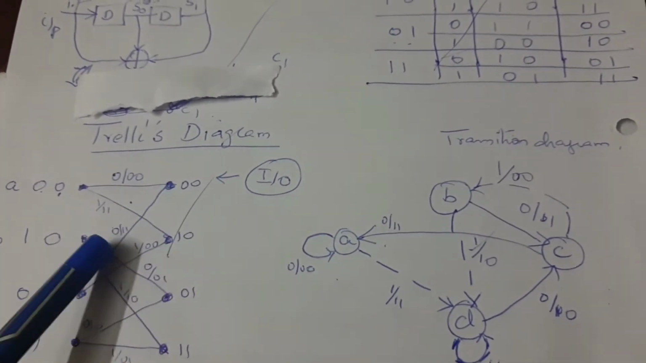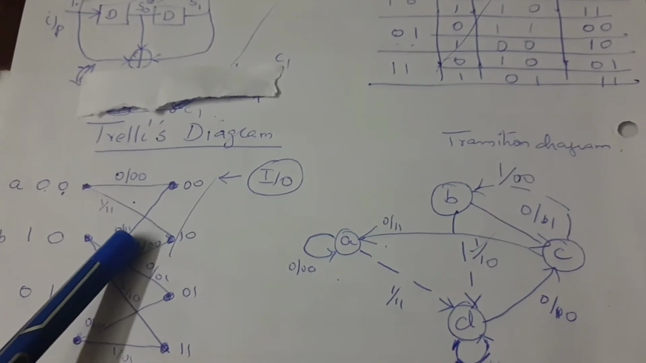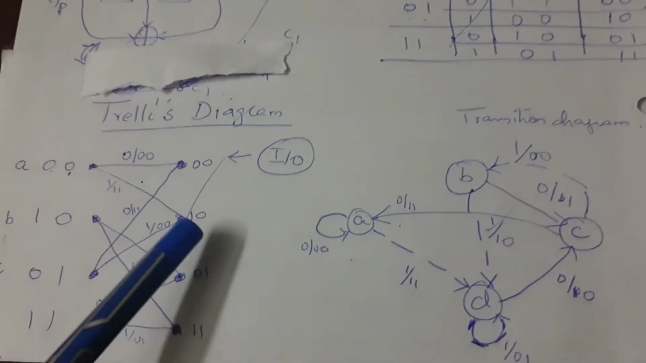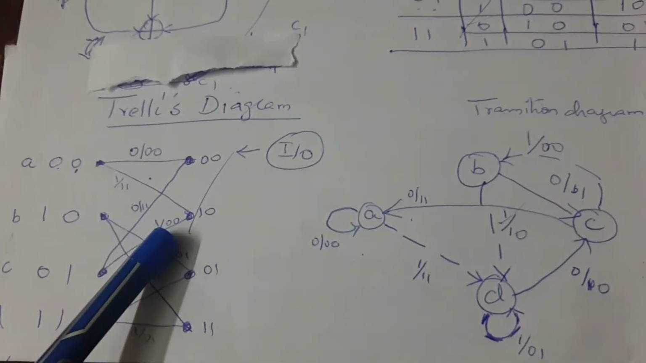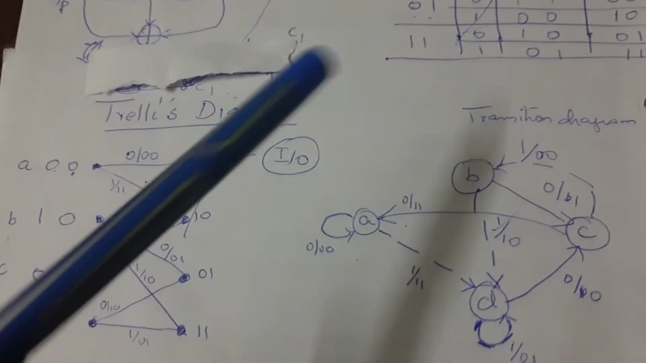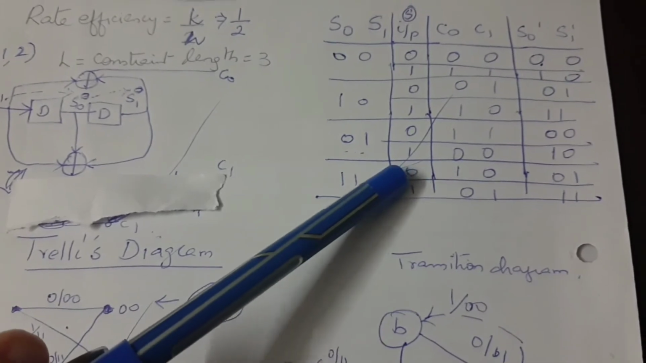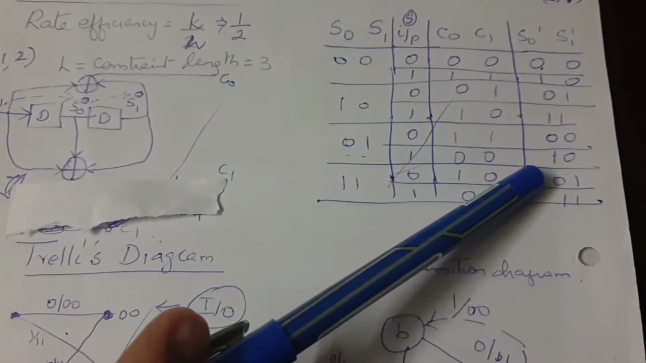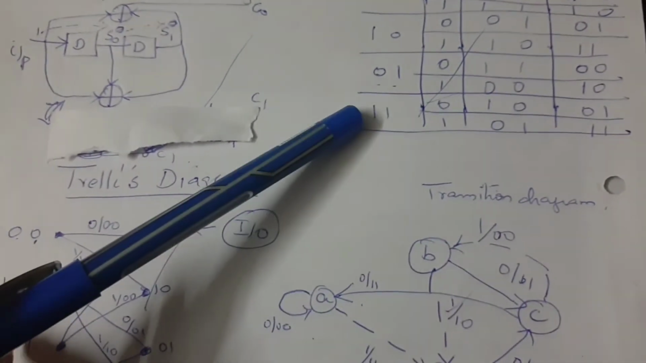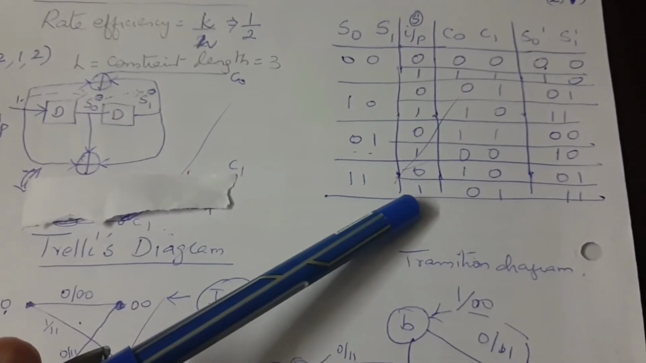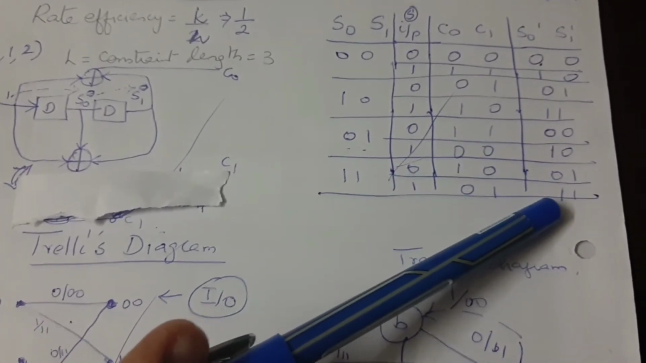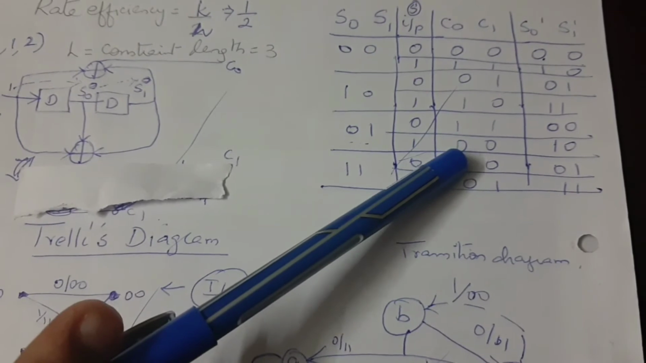0, 1 to 0, 0 is input 0, output is 1, 1. 0, 1 to 1, 0, input is 1, output is 0, 0. Similarly, go for the next condition. State is 1, 1, input is 0, it produces an output 0, 1. 1, 1, input 1, output 1, 1. It is the output values representation.